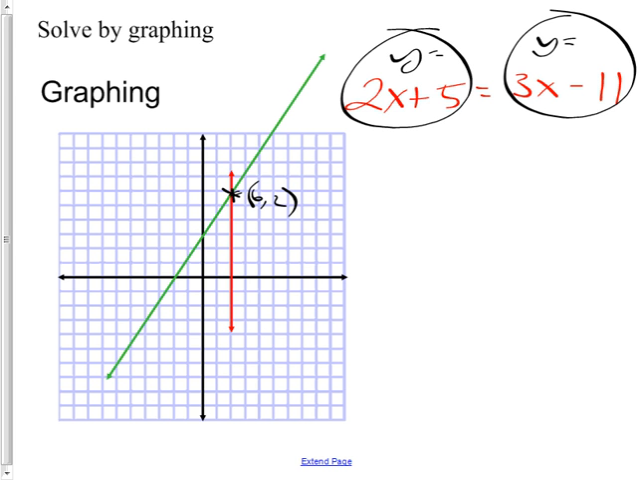Yes, sir. You're right, I'm going too fast. I'm sorry, thanks for catching that. It's 2, 6, not 6, 2. Sorry. So my point here is that you can solve systems by graphing. You graph both sides and see where they cross.